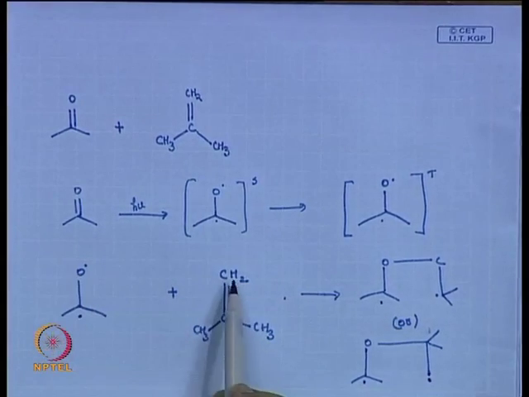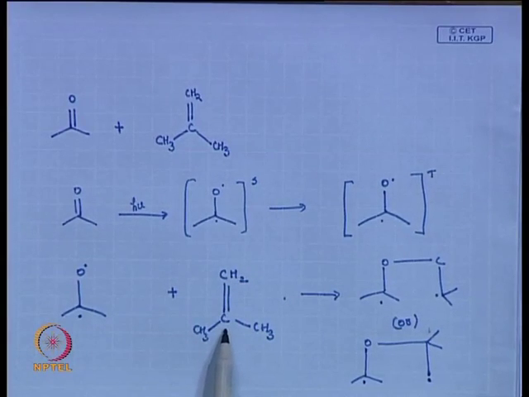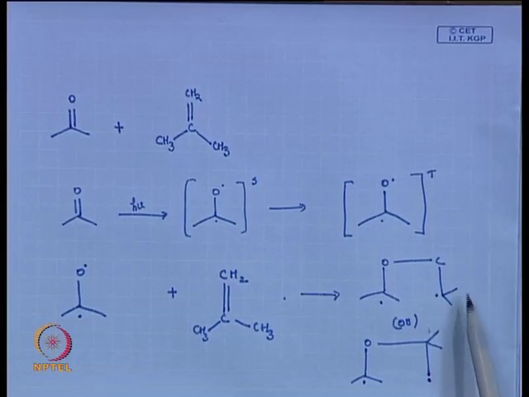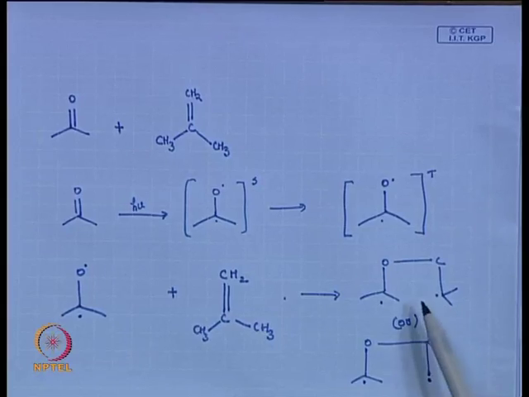It can form a bond with this CH2 and get me a radical here, okay. Otherwise, this can attach to this carbon and get me a radical here. So, I have two options now. Which will be the better one? The first one. Why? Stability of the newly formed radicals.